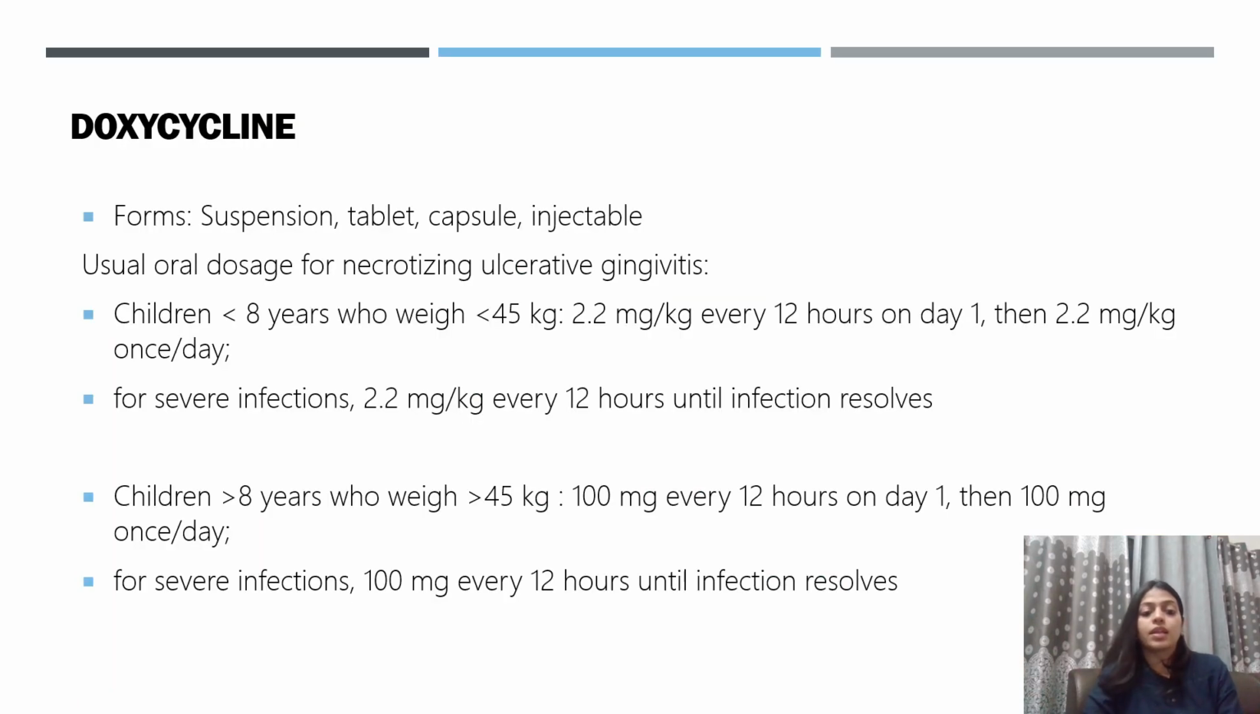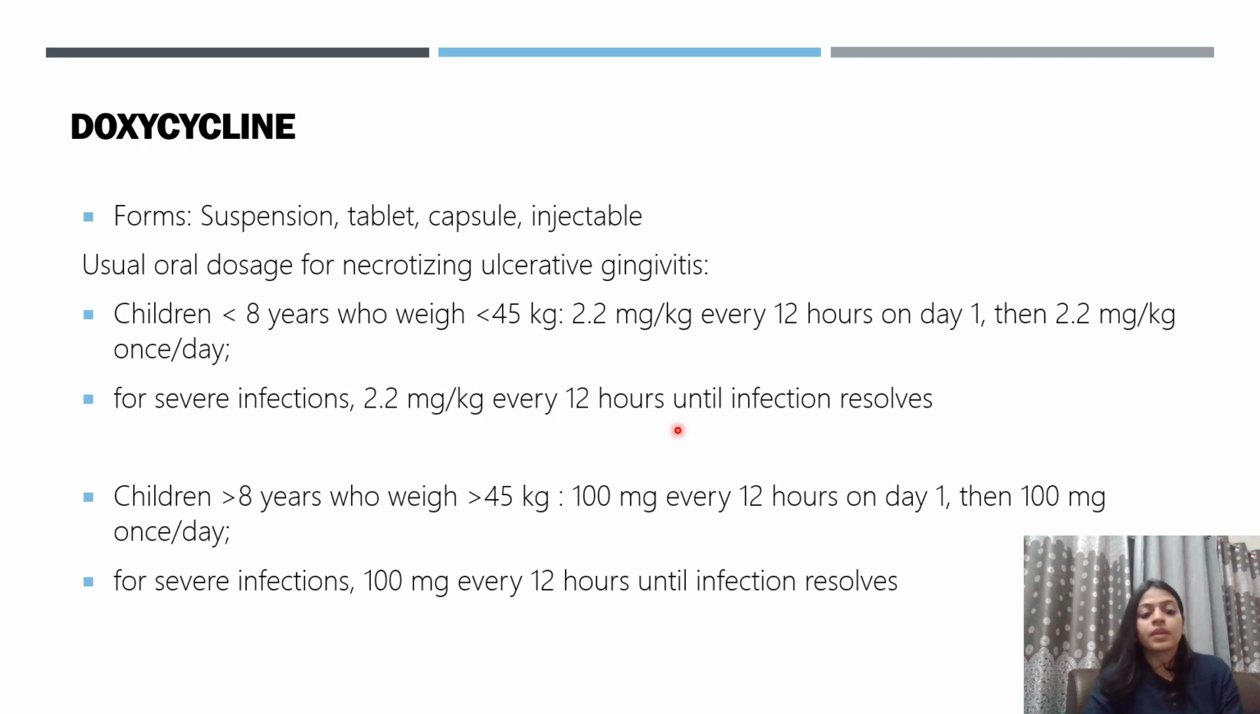Then comes doxycycline. The forms of this particular drug are suspension, tablet, capsule, injectable, all forms. The usual oral dosage for necrotizing ulcerative gingivitis, in children less than 8 years who weigh less than 45 kilogram, is 2.2 milligram per kg every 12 hours on day 1, and then 2.2 milligram per kg once every day. For severe infections it should be continued at 2.2 milligram per kg every 12 hours until the infection starts resolving.